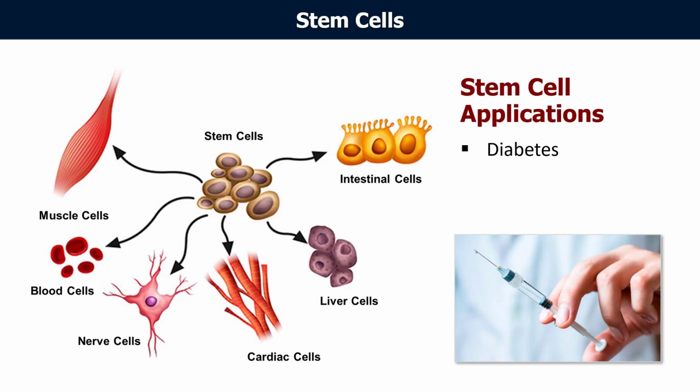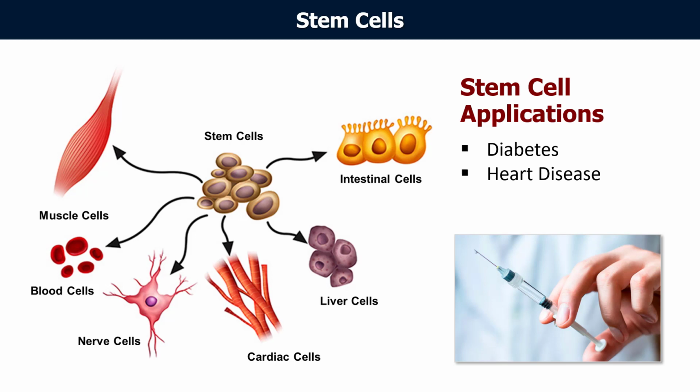Well, let's take diabetes, for example. The cells in the pancreas are supposed to be producing insulin to help regulate blood sugar levels. But if the pancreatic cells are not functioning right, then maybe we could inject some stem cells into the pancreas that will develop into correct functioning pancreatic cells. So stem cells definitely offer some possibilities for treating diabetes.